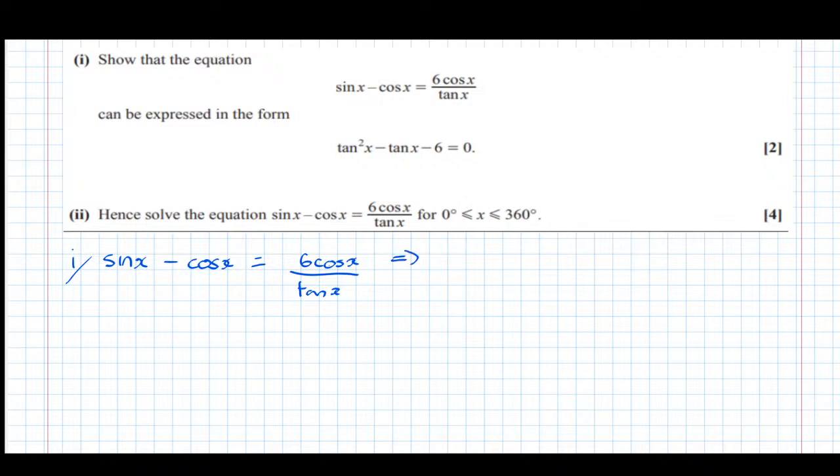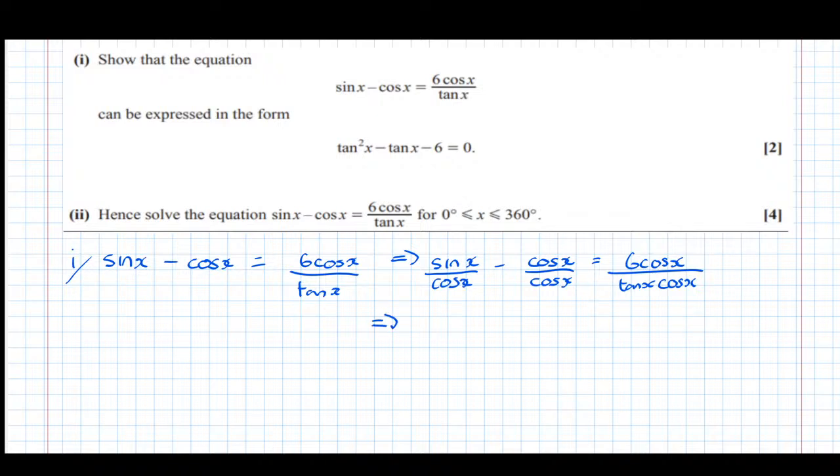If I divide everything by cos x, I end up with sin x over cos x minus cos x over cos x equals 6 cos x over tan x, and as cos x goes on the bottom because I've divided by cos x. So basically I've multiplied the denominator of every term by cos x. That's the same as dividing by cos x.